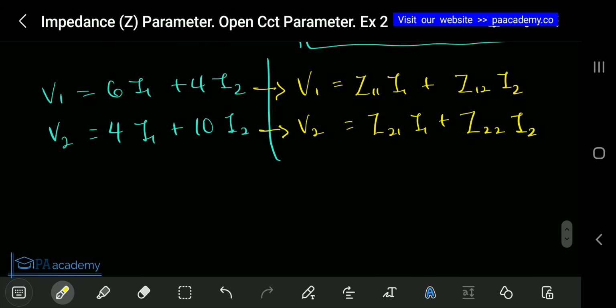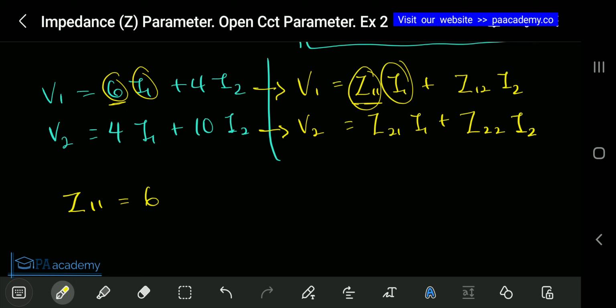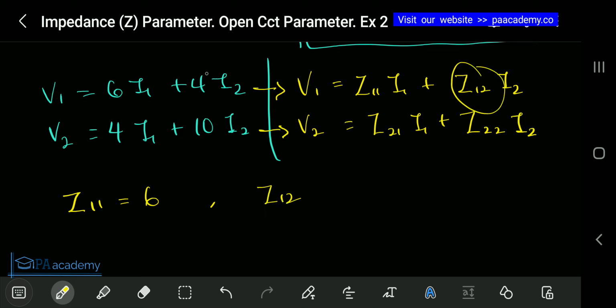So with that, now we can conclude that our Z11 is equals to 6. We can see this Z11, this is it, because beside this is our I1, this is our I1. So definitely our Z11 will be 6, exactly. So that's how you do the comparison. Also that was our Z12, our Z12 will be 4.